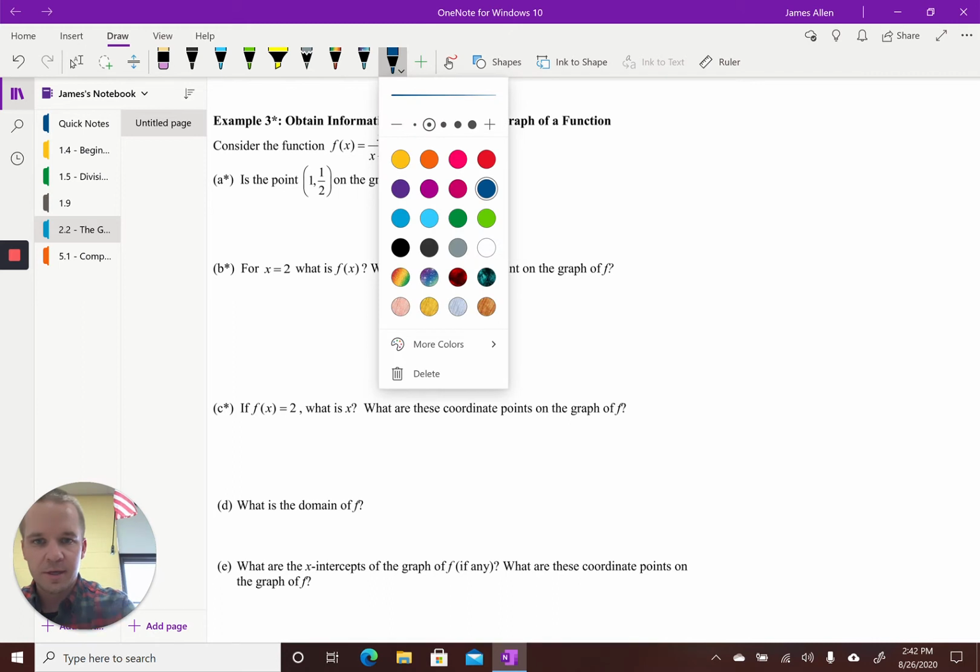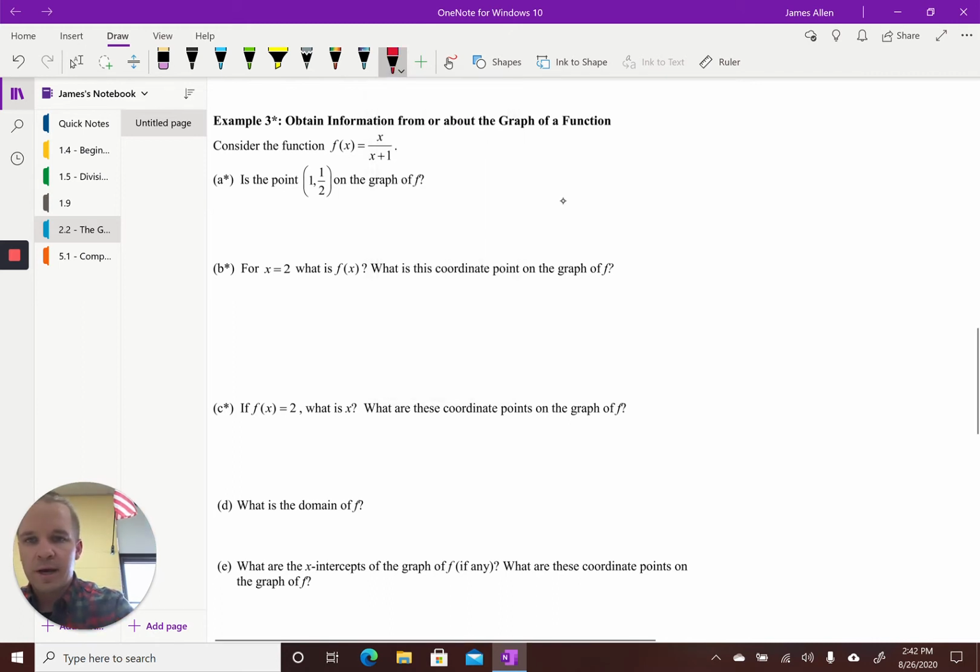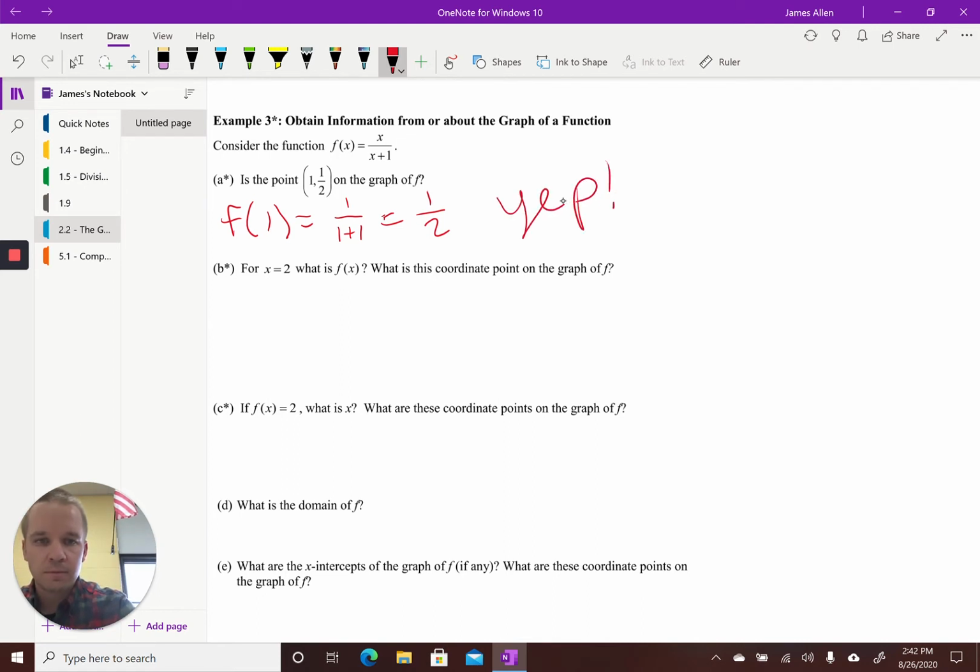And I'm going to switch colors because I think it gets kind of monotonous when we do the same color the whole time. All right, we'll go red. So if I have f of 1 and I plug that in, I'm going to have 1 over 1 plus 1. So that it's going to give me 1 over 2. So is it on the graph? Yep. Awesome. So when I plugged 1 in, I got 1 over 2. That tells me that it is on the graph.